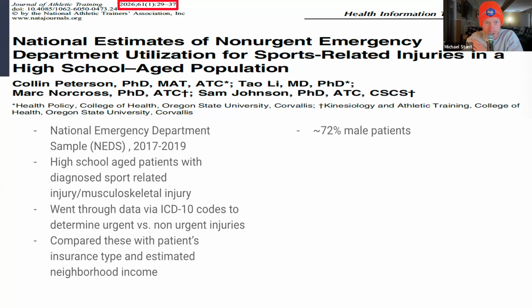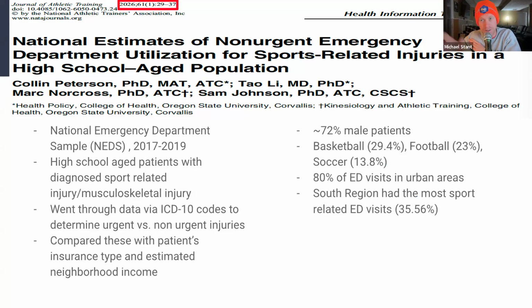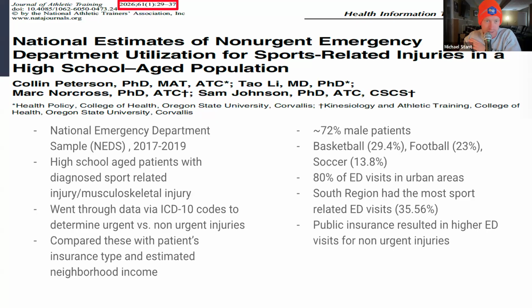So just a couple more interesting statistics. 72% of the population are male. Basketball was actually most commonly seen, and 80% of the visits were in urban areas. So interesting, non-suburban. That could just be an access to healthcare problem there. The South region had the most sport-related emergency department visits. Public insurance resulted in higher emergency department visits for non-urgent injuries, so Medicaid, Medicare. And then the lowest income had the largest use.